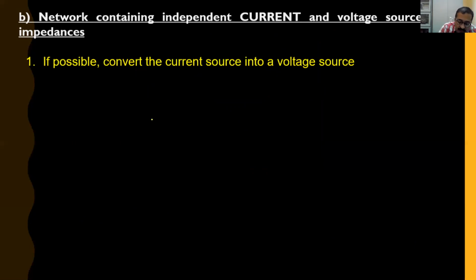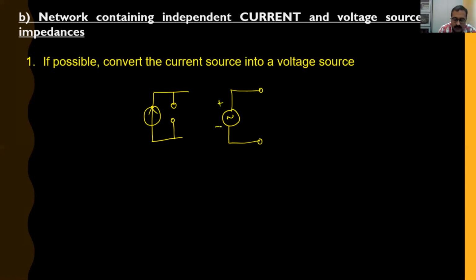So an ideal current source. What is the impedance of an ideal current source? It is an open circuit, right? It's an ideal current source. Similarly, what is an ideal voltage source? An ideal voltage source means its internal impedance is 0. It's a short circuit.